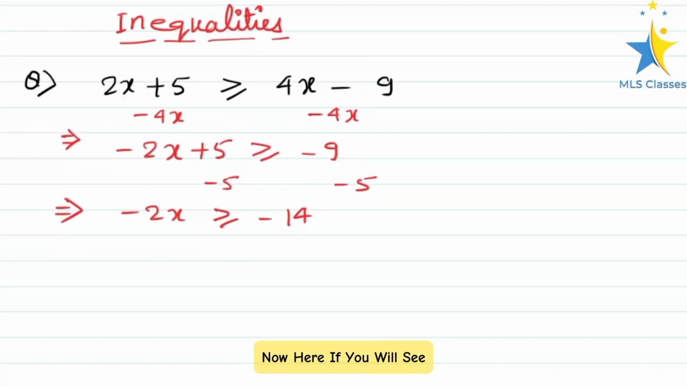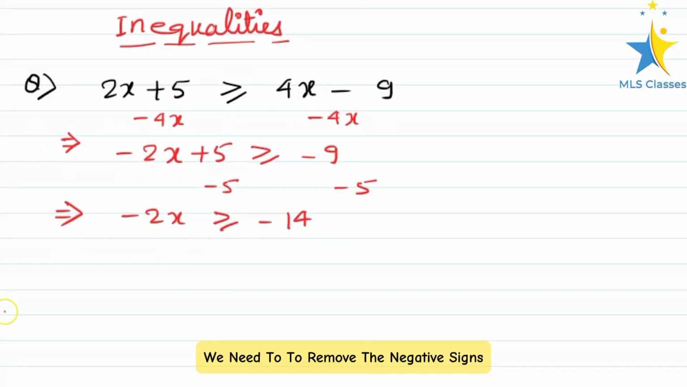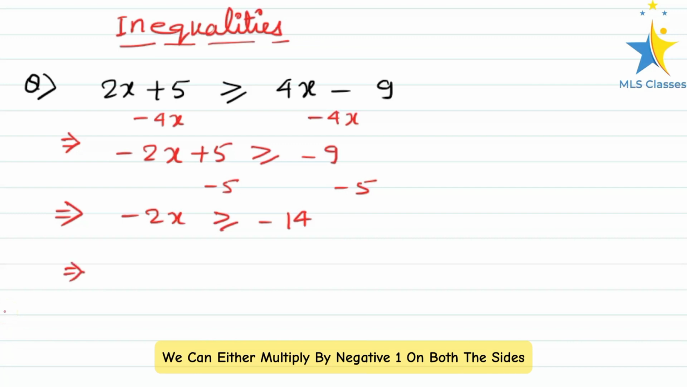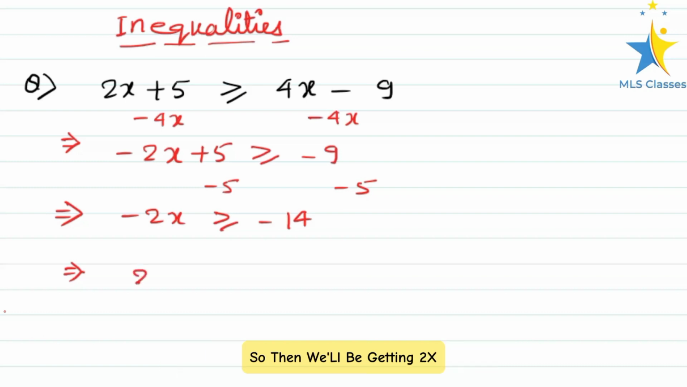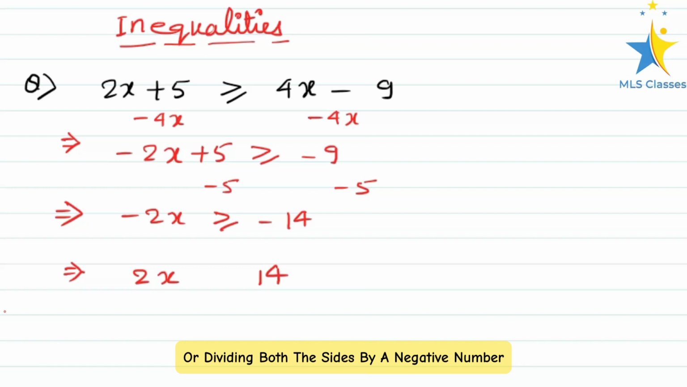Now here we need to remove the negative signs. To remove the negative signs, we can either multiply by negative 1 on both the sides, or divide both the sides by negative 1. Then we will get 2x on this side and 14 on this side. But remember, in inequalities, if we are multiplying or dividing both the sides by a negative number, then the sign of inequality will be reversed. So this is what I was talking about, some restrictions.